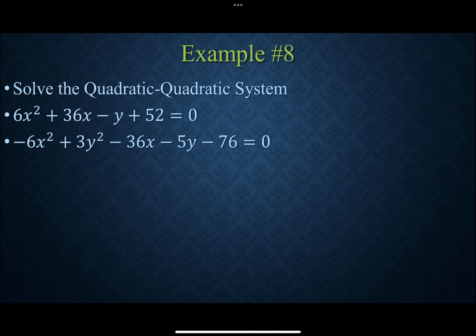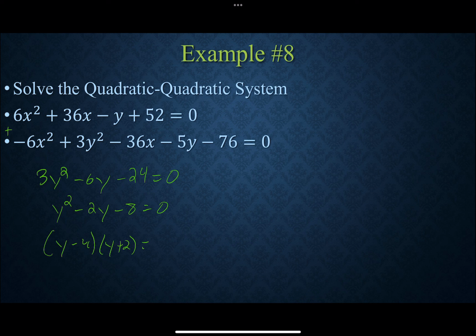So last up is our 3 solution. As we can see here, we can add. That'll cancel all the x terms, so that gives us 3y squared, negative 6y, and then the 52 plus the negative 76 gives us a negative 24. I divide the 3 into everything, and then I factor, and we get y equals 4 and negative 2 for our 2 solutions.